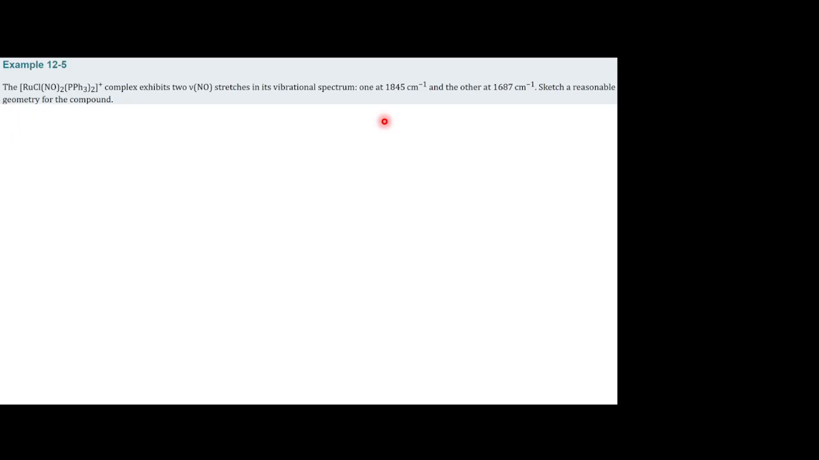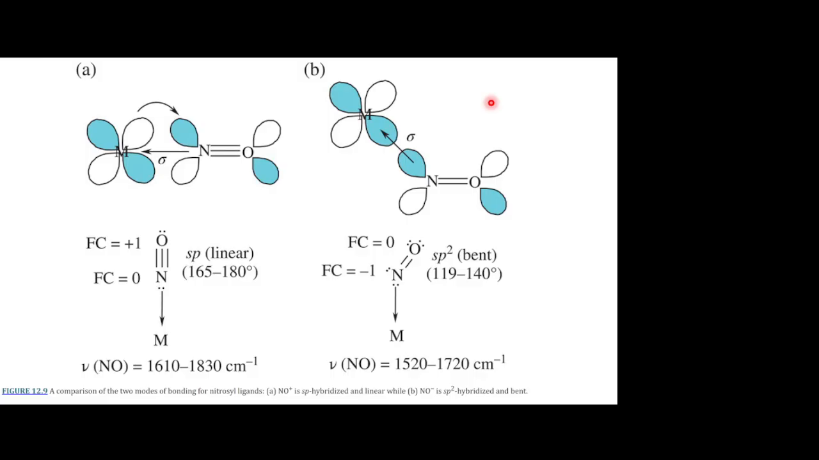Yeah. So what do these frequencies tell you right here? If you go to that previous slide. Yeah. It tells you which of these it is, isn't it? Okay. We don't have to worry about bridging in this case. It's not an issue. And so one's bent, one's linear, right?